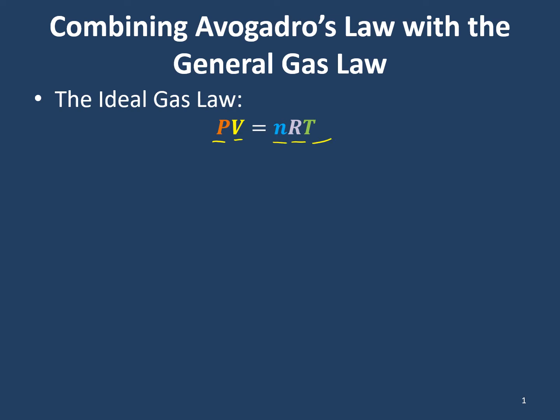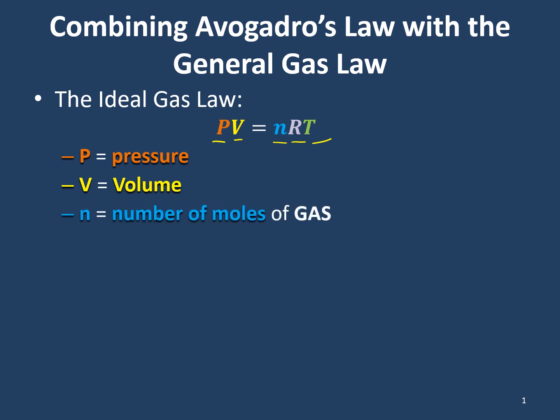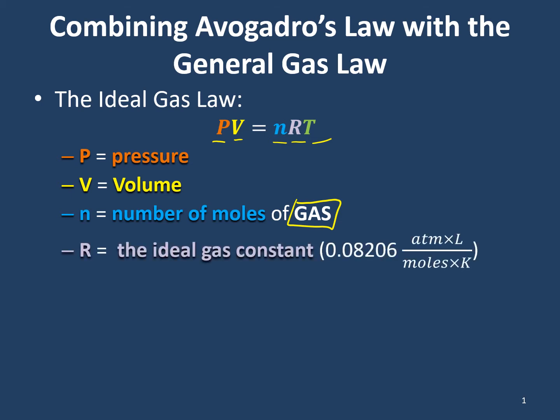Now, these are very familiar variables, as P means pressure, V means volume, n means moles of specifically gas that we're using in the ideal gas law, and R is the ideal gas constant, which is a given value that I'll always provide, 0.08206 atmospheres times liters over moles times Kelvin.